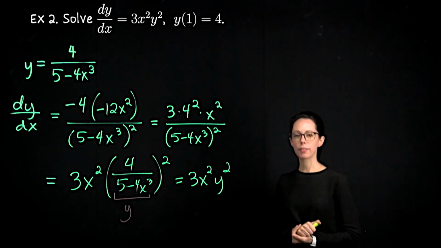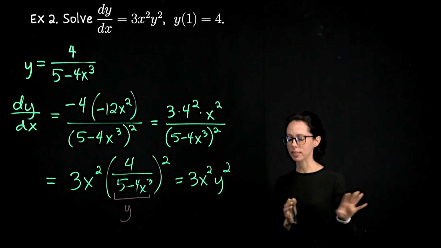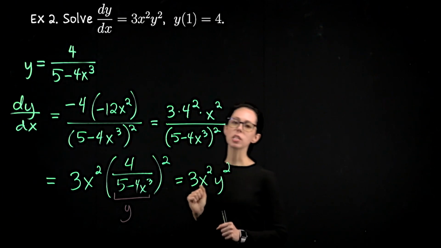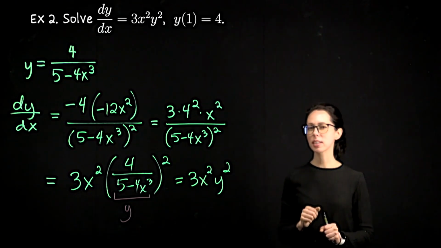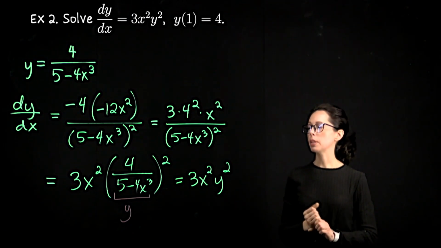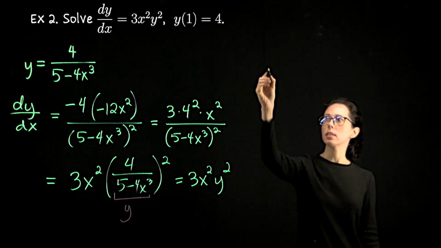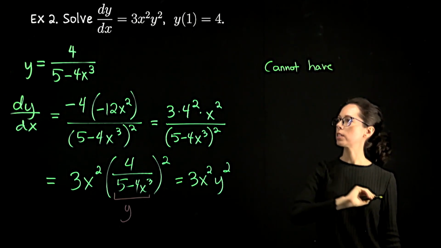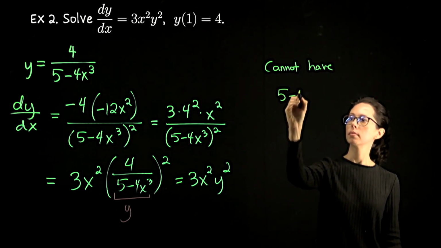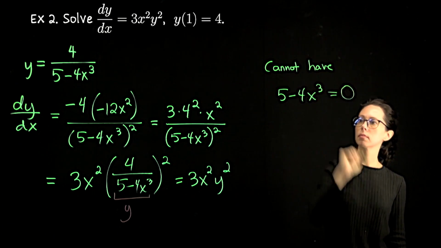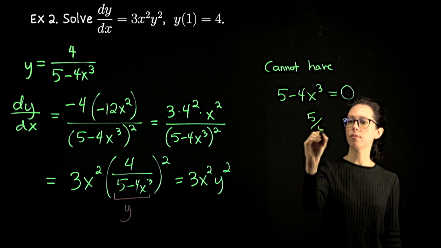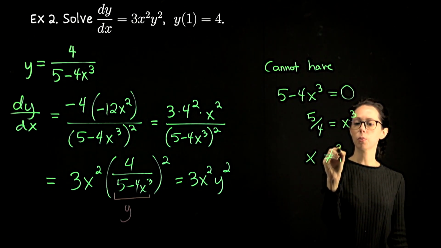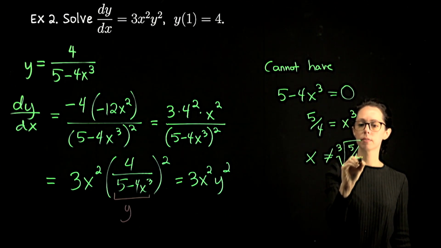The other is I wanted to revisit an issue that I brought up and then set aside while I was solving the original problem. And that is that the solution we have here is not going to be valid for every value of x because we have a denominator which might be 0. So let me just mention that we cannot have 5 minus 4x cubed equal to 0. That means that we don't want to see 5/4 equal to x cubed, or in other words, x cannot be the cube root of 5/4.